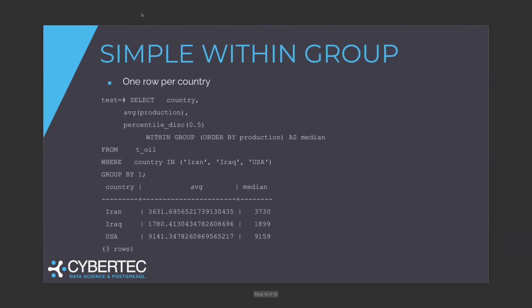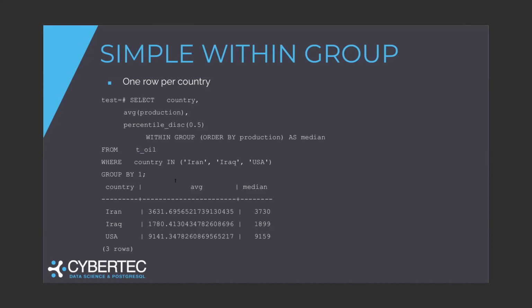Let's take a look at a simple example here. What you see here is we are grouping by country, and we do that for three countries: Iran, Iraq, USA. And what we're calculating here is the average value. The average value of production is going to be 3.6 million for Iran, 1.7 million barrels of oil for Iraq, 9.1 million barrels for the USA.